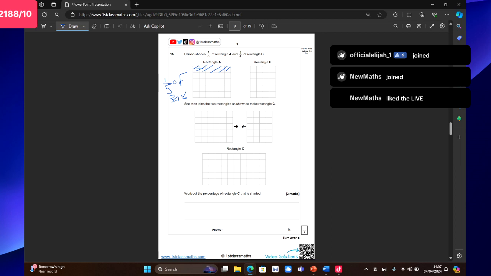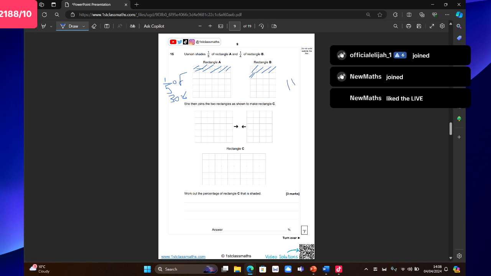And then a quarter of B is going to be 4 by 5. So a quarter of 20 is going to be 5. So I'm going to shade in 4 squares, and then plus that 1 there. So in total, I've coloured in 1, 2, 3, 4, 5, 6. So I've coloured in 11 so far.